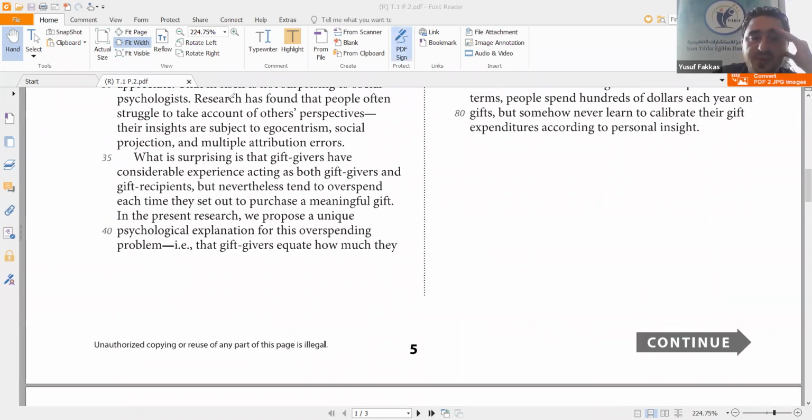Research has found that people often struggle to take account of others' perspectives. Their insights are subject to egocentrism, social projection, and multiple attribution errors. So why is this happening? I mean, why would I buy you something for $100 that you would not pay more than $80 for if you wanted to purchase it on your own? That's the reason, and it's mentioned here.